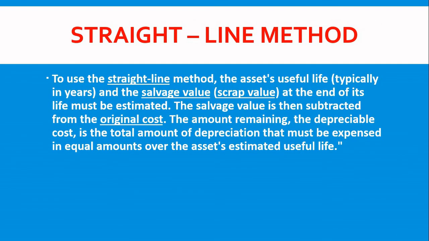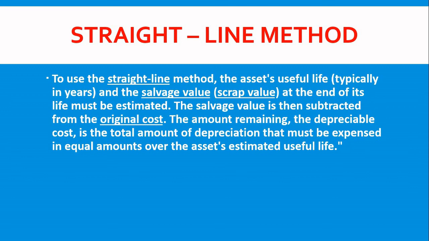To use the straight line method, the asset's usual life, typically in years, and the salvage value, scrap value at the end of its life, must be estimated. The salvage value is then subtracted from the original cost. The amount remaining, the depreciable cost, is the total amount of depreciation that must be expensed in equal amounts over the asset's estimated useful life. Okay.